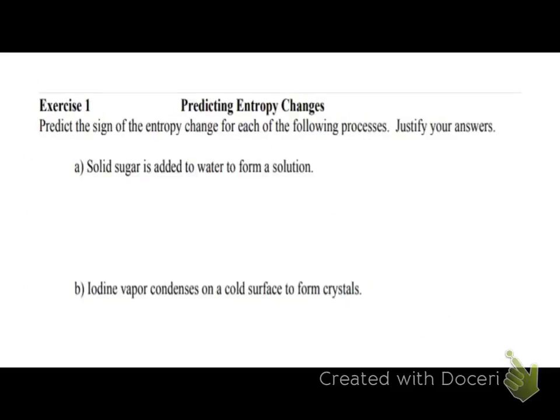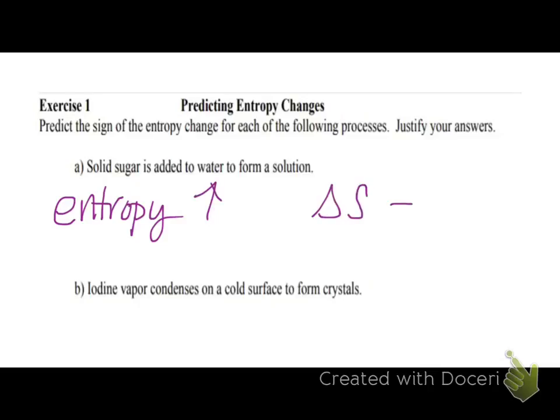So let's do some predictions here. We have solid sugar being added to water to form a solution. What is going to happen with our entropy? Down. No, our entropy is going to increase because we dissolved it. Entropy increases, so we would say delta S would be positive. Yeah, because it has more arrangements now. It can be spread out, and it's moving around the container when you dissolve it, or heat it, crush it, stir it.